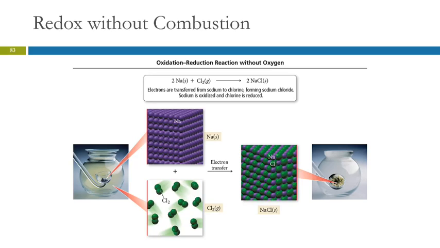So here we've got a metal and a nonmetal reacting. We've got sodium and chlorine reacting to form sodium chloride. What's happening here is the sodium atom is losing an electron to become a sodium ion, and the chlorine atom is gaining an electron to become a chloride ion. So we've got loss of electron and gain of electron.